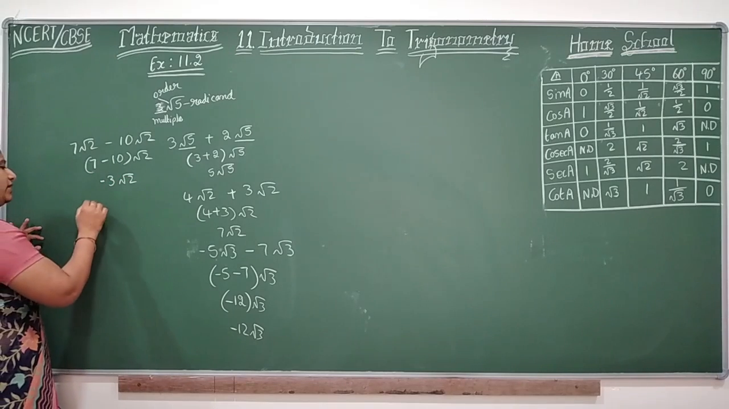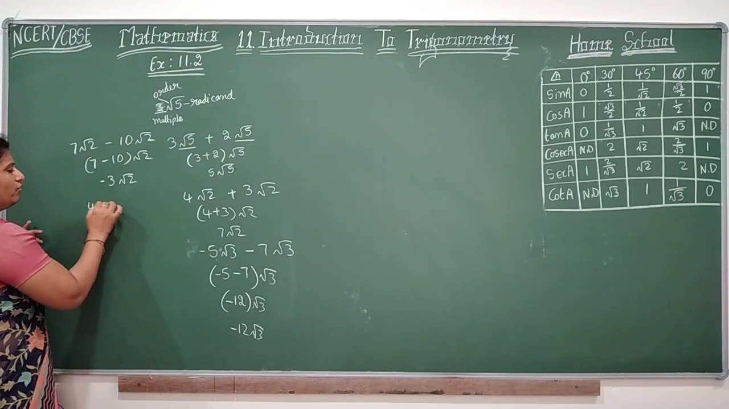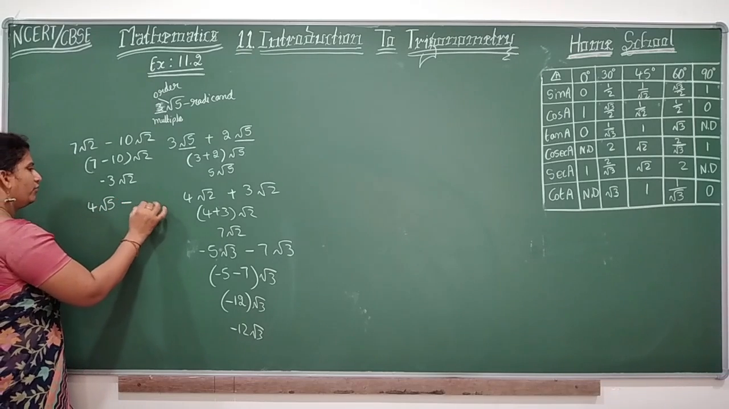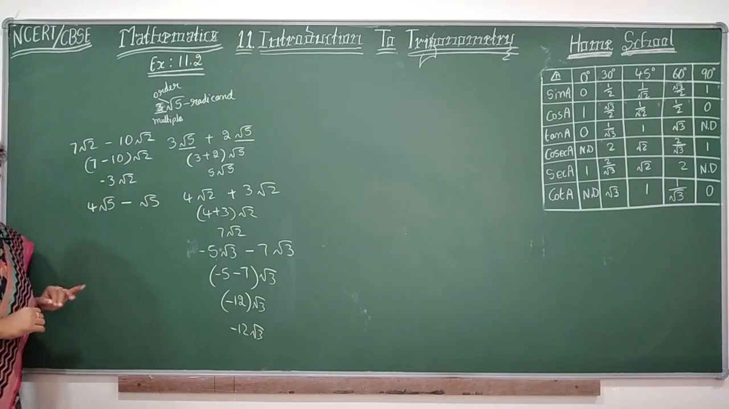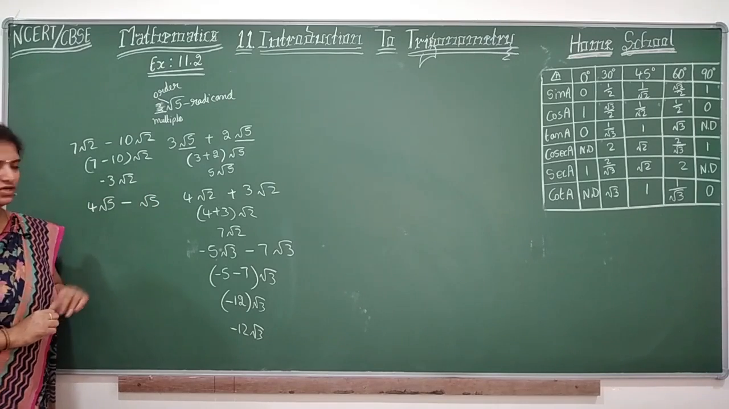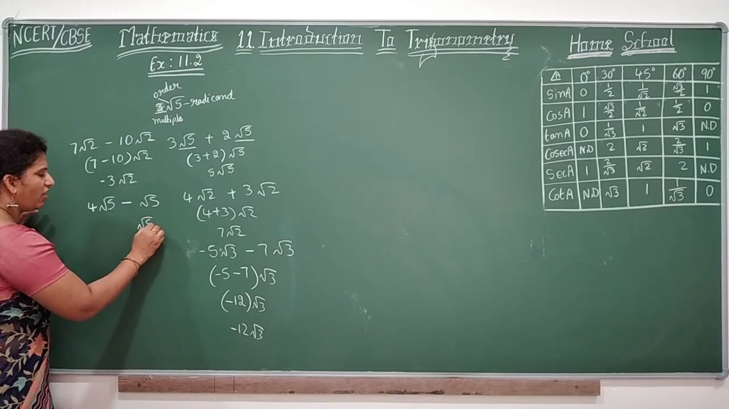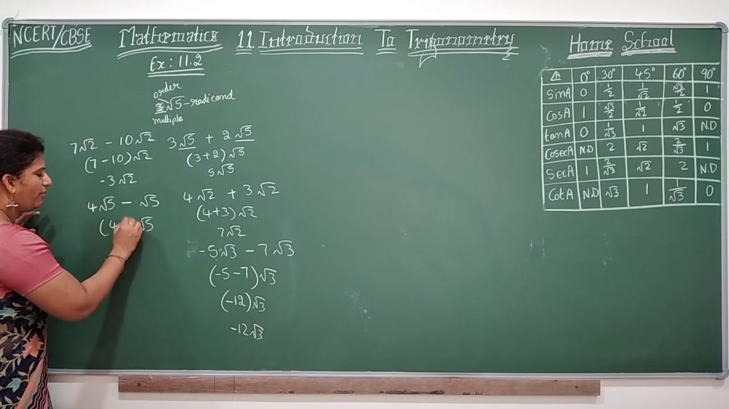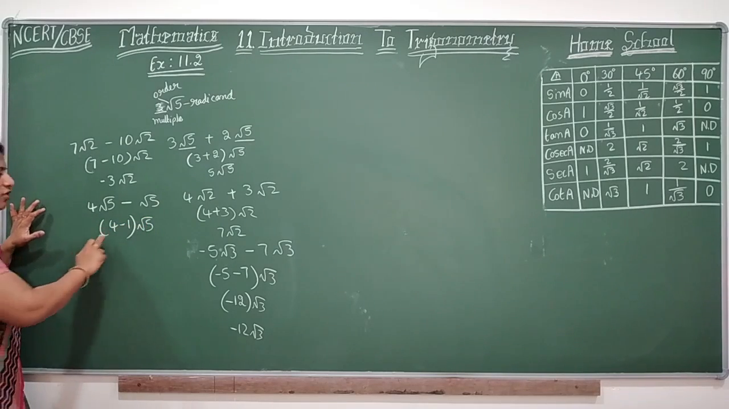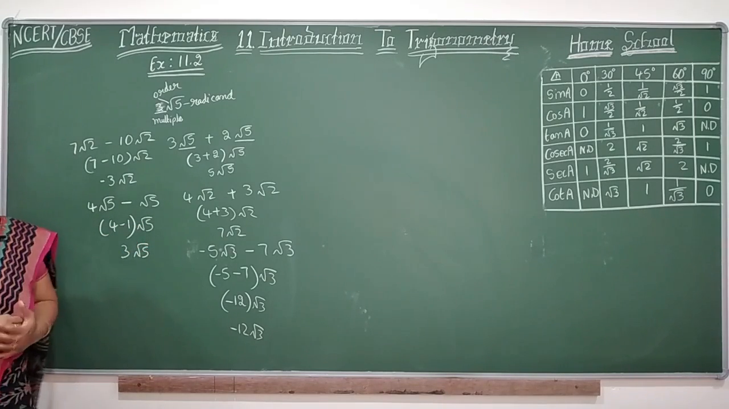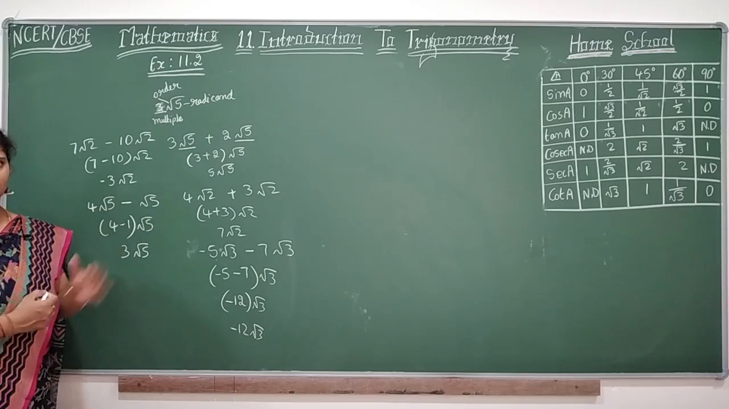Another example here: 4 root 5 minus root 5. In these two terms, what is common? Root 5 is common. So 4 minus 1. What is 4 minus 1, children? 3 root 5. Okay, this is about your addition and subtraction.